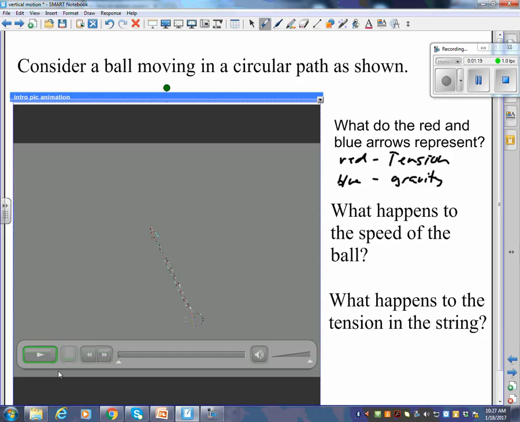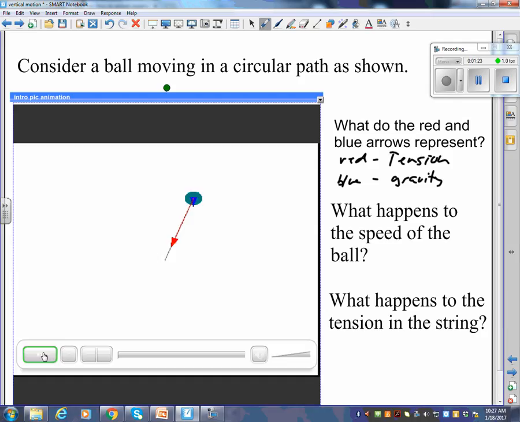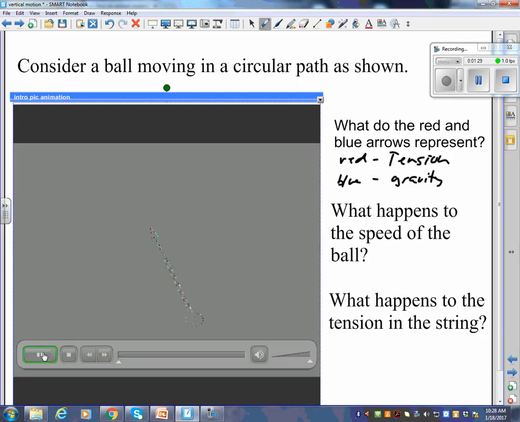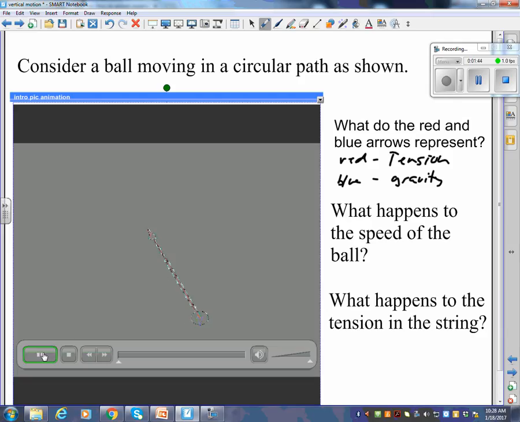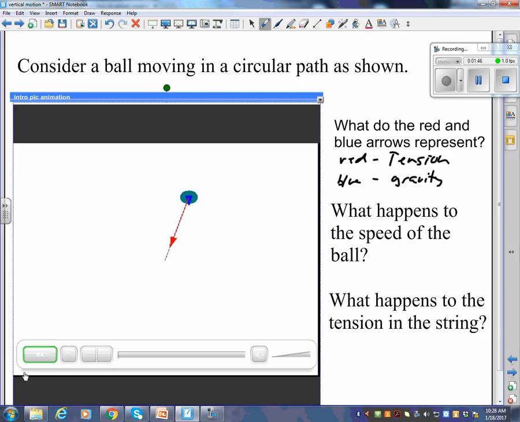What happens to the speed of the ball? Watch again and watch what happens to the speed of the ball. It speeds up on the way down? Slows down at the top? Does that make sense, sort of from your own experience? I think so, right? Come on, I'm sure you've done that kind of thing at least once.